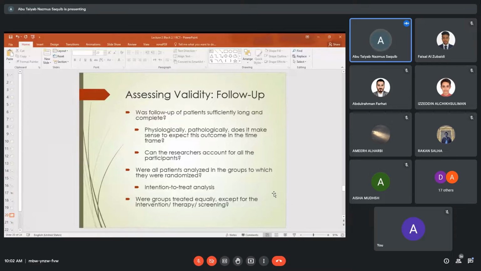Look for follow-up. What kind of analysis plan did they use? Did they do intention to treat analysis or completer analysis? If they did intention to treat analysis, thumbs up. Completer analysis, thumbs down. Okay.